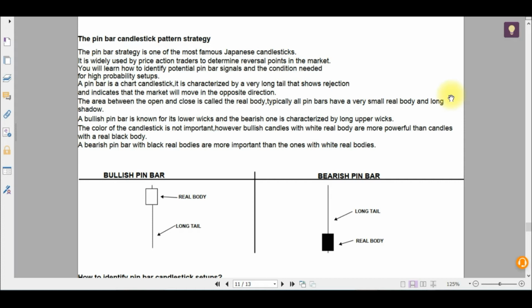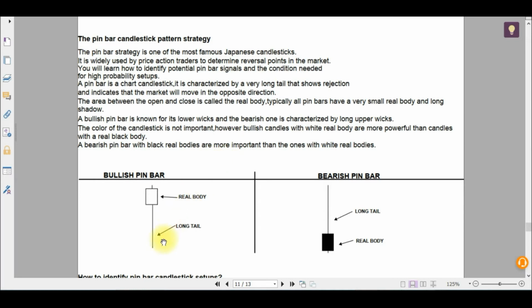A pin bar is a chart candlestick. It is characterized by a very long tail that shows rejection and indicates that the market will move in the opposite direction. The area between the open and the close is called the real body. Typically, all pin bars have a very small real body and long shadows. A bullish pin bar is known for its lower wick, and the bearish one is characterized by a long upper wick. As you can see here, this is our bearish, with the upper wick, and then our bullish candlestick has the lower wick, as we showed you earlier as well.